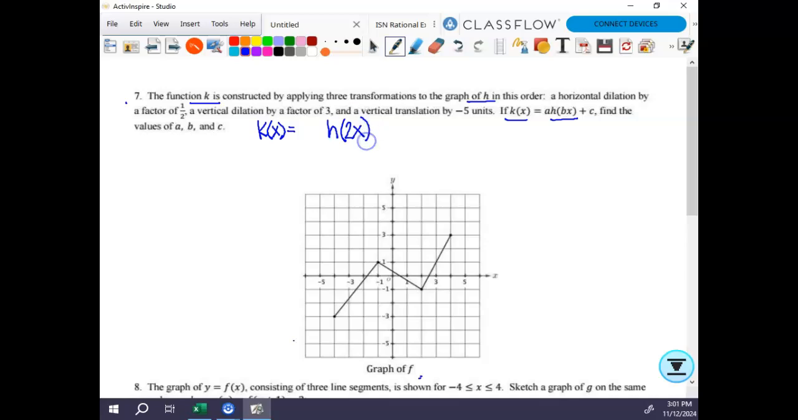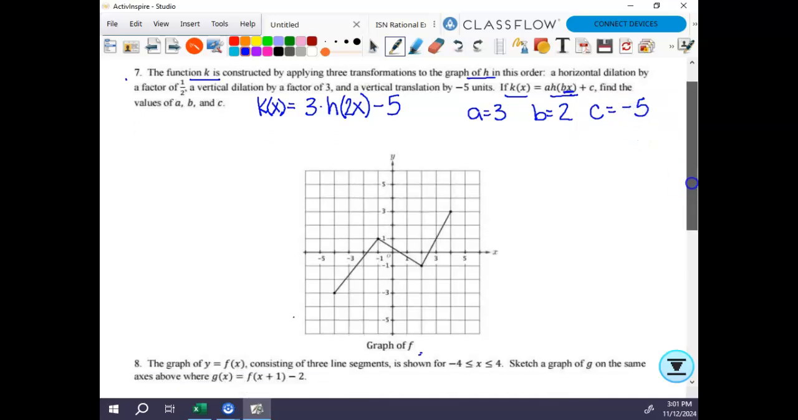A vertical dilation by a factor of 3, so that gets multiplied on the outside, and a vertical translation by a negative 5. And it's asking you for the values of A, B, and C. Here's where you have to be very careful on these. They didn't have like a plus or minus in here, but make sure that you are looking at this and able to take out A, B, and C like it's asking you to. So here A is 3, B is 2, and C is negative 5.